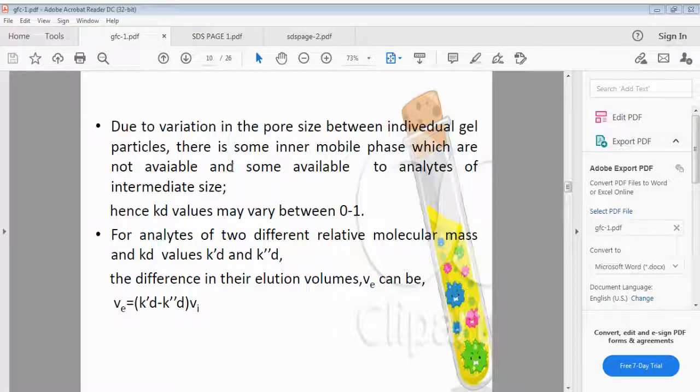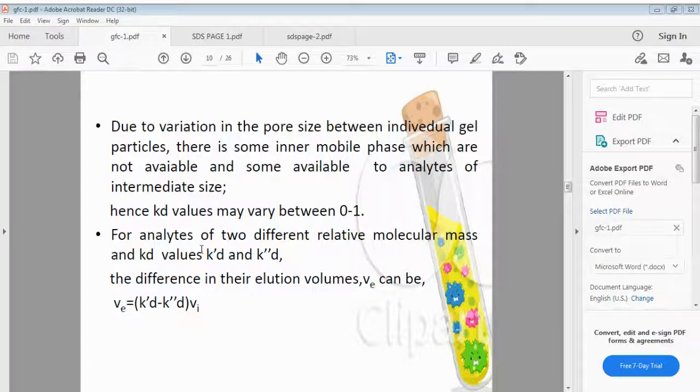Due to the variation in the pore size between individual gel particles, there is some inner mobile phase which is not available and some available to analytes of intermediate size. The pore size varies and the pores will allow entry of only smaller molecules. Some other molecules of intermediate size may just enter or may not be able to enter, and they are not as large as the largest molecule. So their KD values will be between 0 and 1.